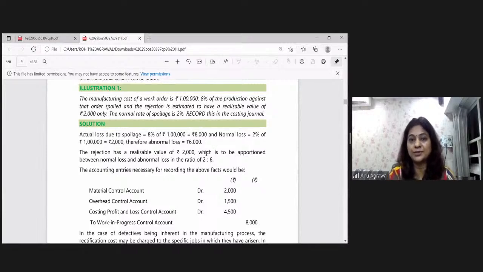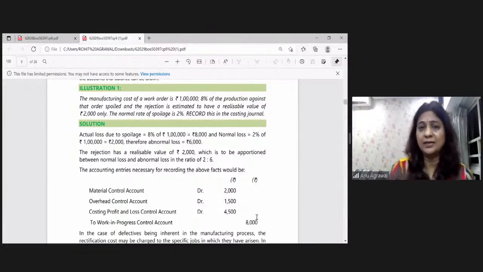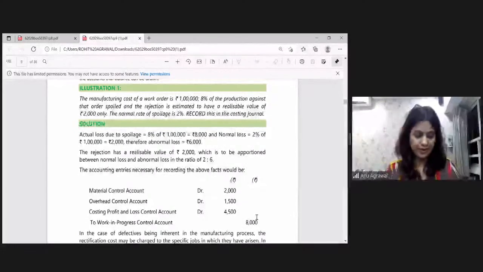Well, how should I divide this? Normal is 2 and abnormal is 6. So ratio is 2:6. So this 8,000 should be divided in what ratio? It should be divided in 2:6 ratio, yes or no? Yes. So that's what these people have done. Okay. So let's look into it.